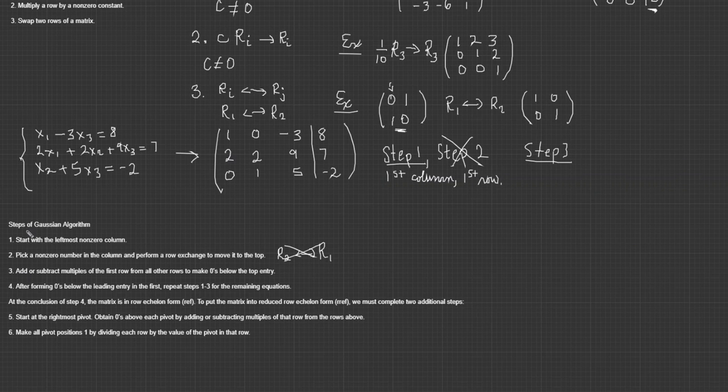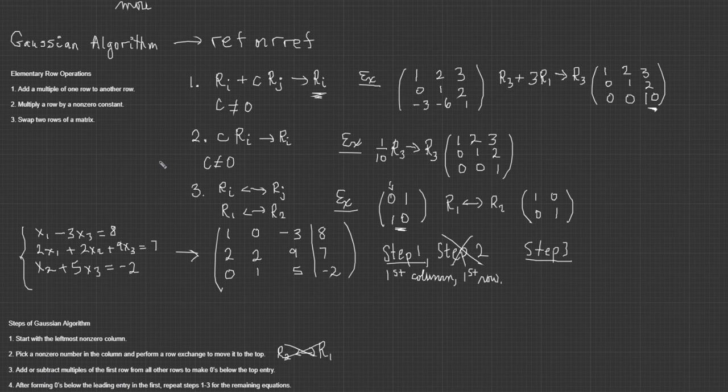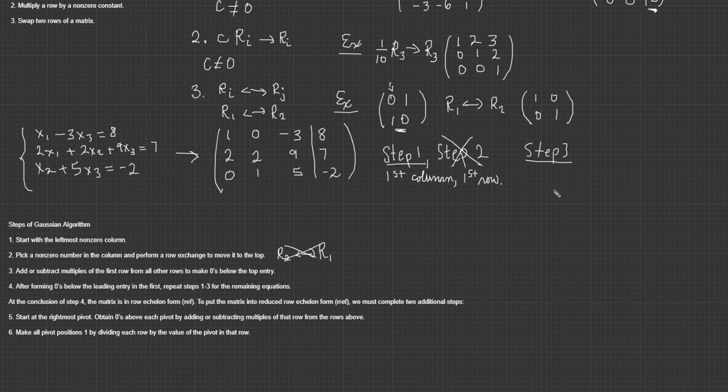Because as you can see from the steps of the Gaussian algorithm, it says to add or subtract multiples of the first row. And if we go back up to the elementary row operations, we can see that our first operation that we defined was that we can add multiples of rows to other rows. So how will that actually look in practice?